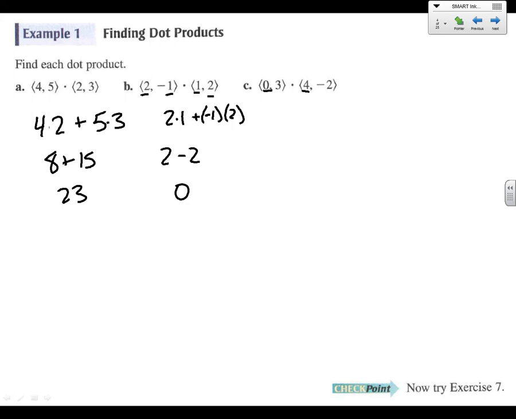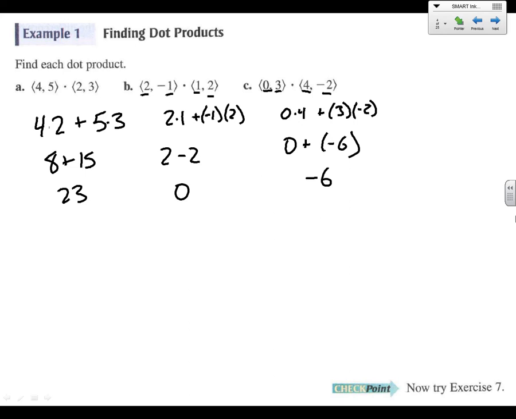Multiply the i's, 0 times 4. Multiply the j's, 3 times negative 2. We've got 0 plus negative 6. We've got negative 6. All right?